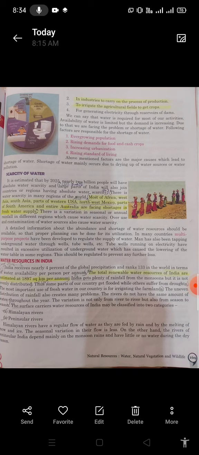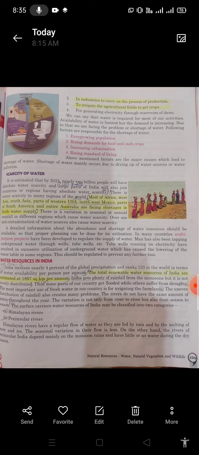Clear? Now we will see the water resources in India. India receives nearly 4% of the global precipitation and ranks 133rd in the world in terms of water availability per person per annum. The total renewable water resources of India are estimated at 1897 square kilometers per annum.